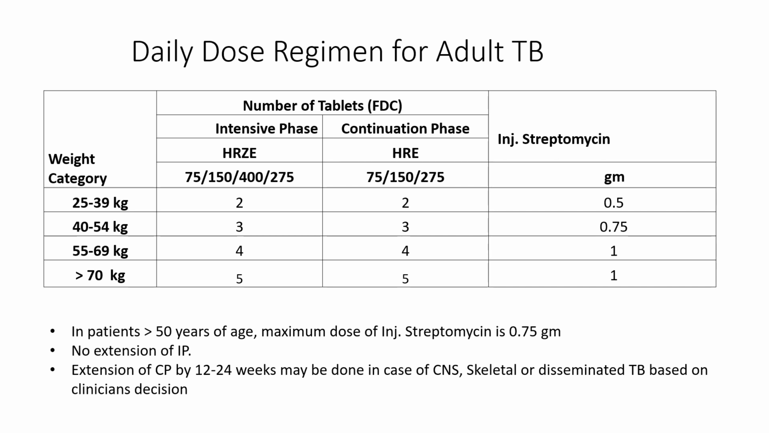So in patients more than 50 years of age, the maximum dose of injection streptomycin is 0.75 gram, and no extension of the intensive phase. The extension of the continuation phase may be done by 12 to 24 weeks in case of central nervous system, skeletal or disseminated TB based on the clinician's decision.